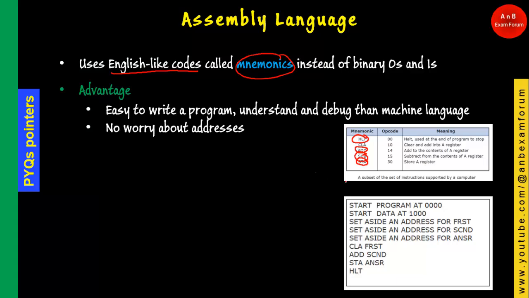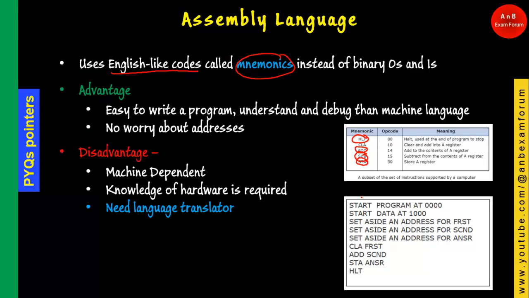And the advantage, you can clearly see that now I can easily write a program, understand and debug it, and I don't have to worry about the address, since the address will be stored in the form of mnemonics. But again, the drawbacks are that it is machine dependent and you should have hardware knowledge. And a language translator is also required, because the only language which can be understood by the computer is machine level language, so a translator is required.